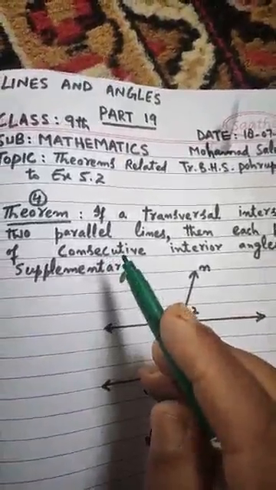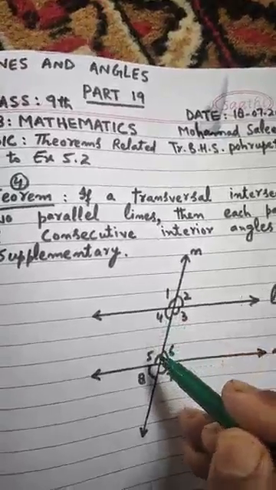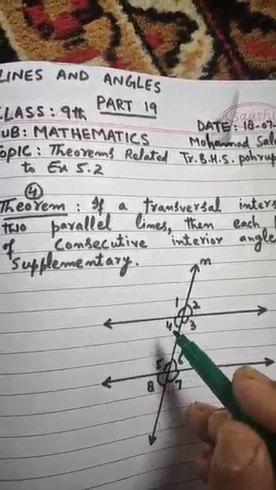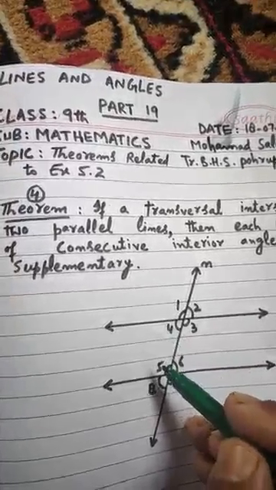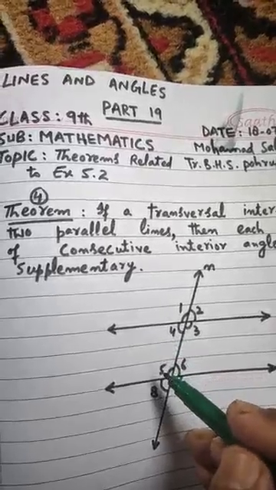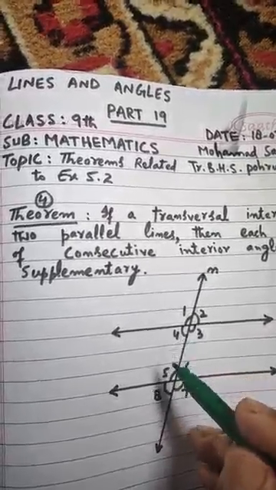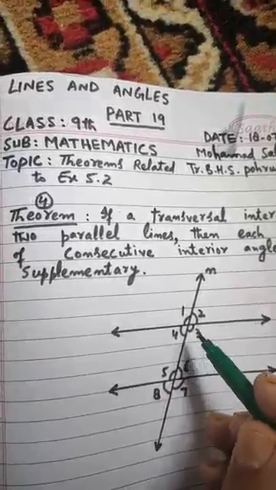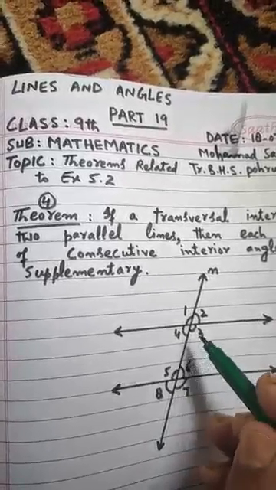Now, who are consecutive interior angles? Consecutive interior angles are angle 4 and angle 5. These are known as consecutive interior angles, or we also say these are co-interior angles. 4 and 5 are a pair of consecutive interior angles, and their sum is always supplementary. That means their sum is always equal to 180 degrees. Similarly, we have another pair of consecutive interior angles, that is 3 and 6, and their sum is also equal to 180 degrees.